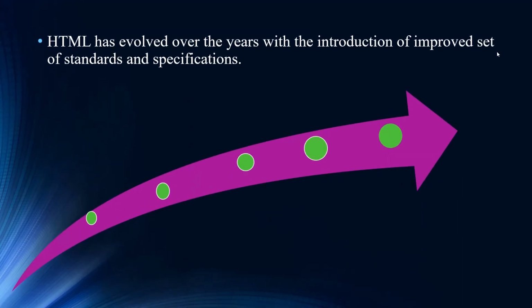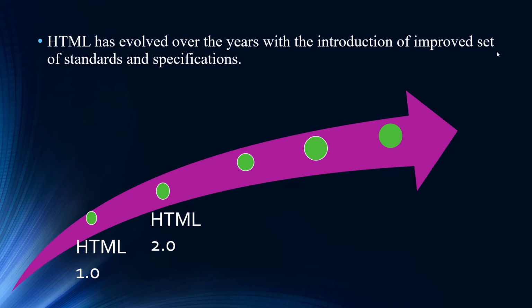Then let's see the history of HTML5. HTML has evolved over the years with the introduction of an improved set of standards and specifications. Do you know the versions of HTML? I'll give you a brief history of the HTML versions. The first one is HTML 1.0, the first version of HTML, which was released in 1991. Then HTML 2.0 was released in 1995 and was the standard language version of website design.